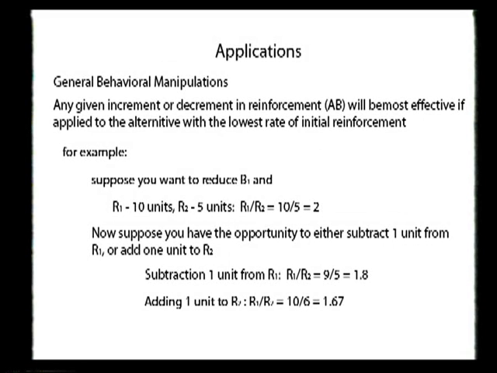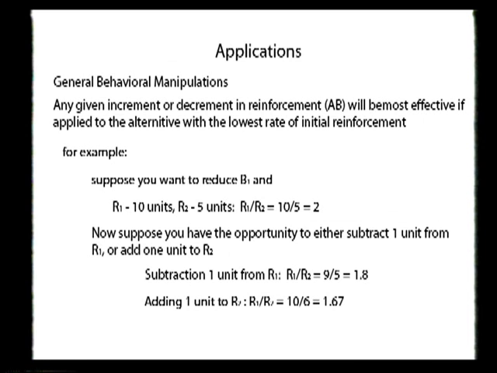Any given increment or decrement will be most effective if applied to the alternative with the lowest rate of initial reinforcement. In other words, if you can vary reinforcement, the best thing you can do is to look at, of all the possible behaviors, the one that initially is the least reinforced, and try to vary the reinforcement for that. Either increase it or decrease it.